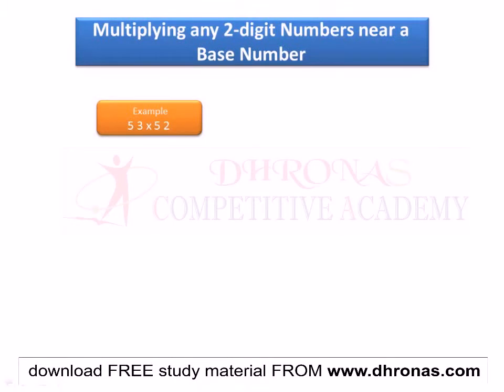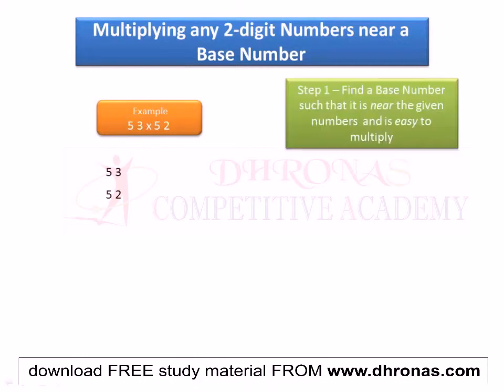Here's an example of multiplying any two-digit number near a base number. 53 times 52. The first step is to find a base number. Now, a base number is a number which is close to both 53 and 52, as well as easy to work with. In this case, 50 is such a number, and hence we call 50 a base number because 50 is both close to 53 and 52, and it's also easy to work with.